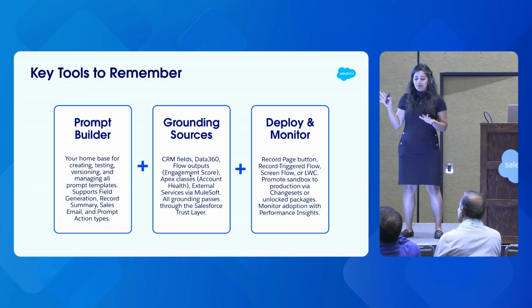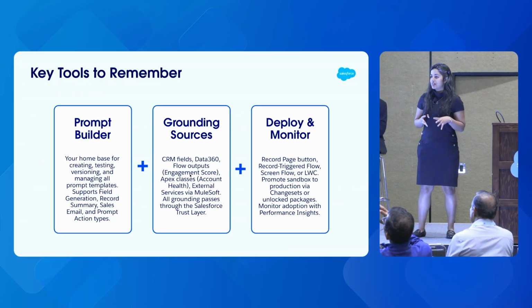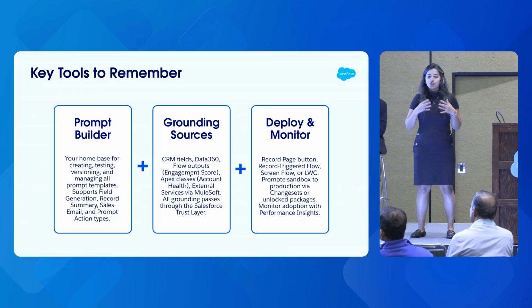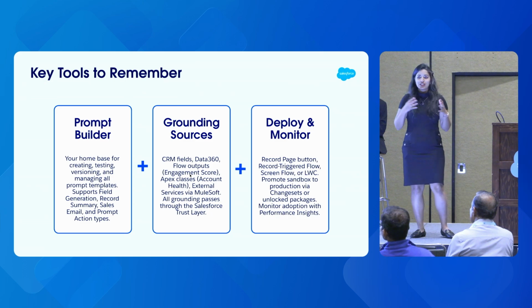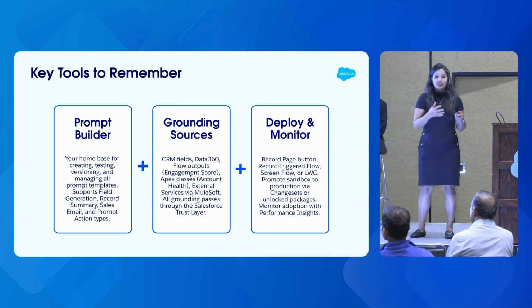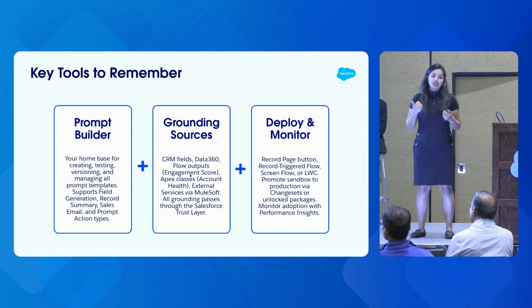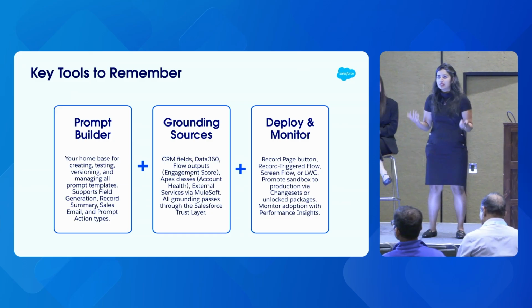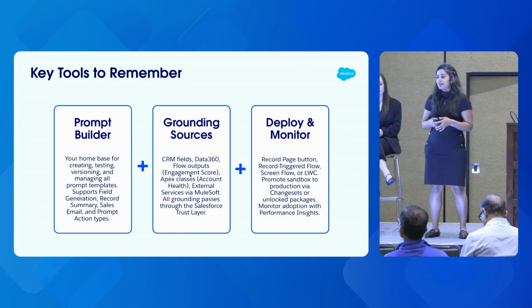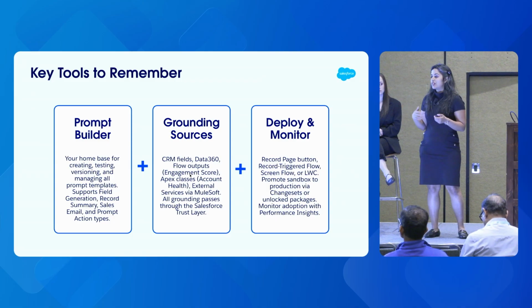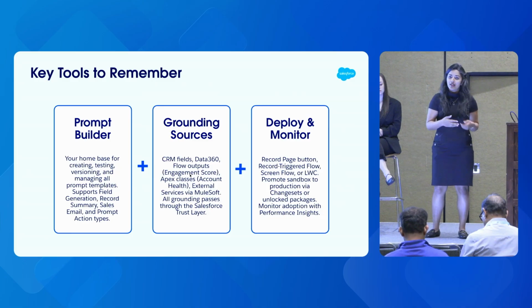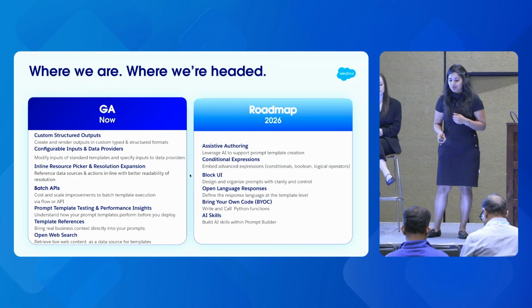So when we're thinking about Prompt Builder, again, Prompt Builder is your home base for actually creating, testing, managing, versioning, but the way that you actually get all of that value out of Prompt Builder is that, 1, you need to actually ground your prompts. And so we have many different ways that you can do that and many different sources you can pull in. And then finally, when you go to deploy and monitor, you want to make sure that you're deploying where your users are and where they will most need it. And so again, there are many different ways in which you can do that.